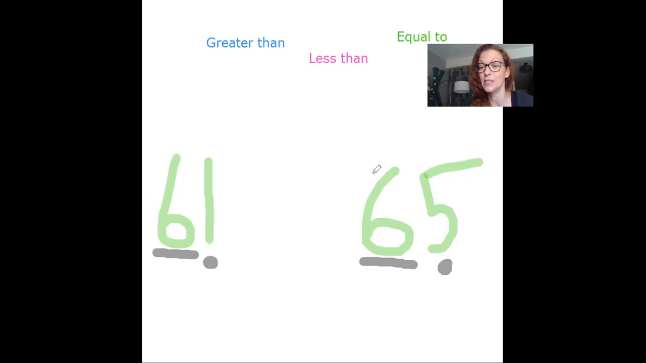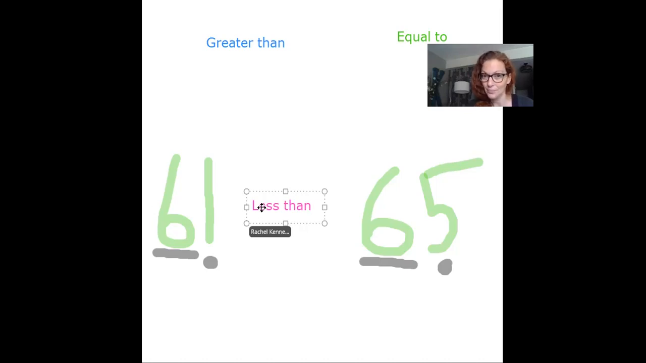So then we have to look and see, is 61 greater than or less than 65? Remember, the 6's are the same, so we have to look at the next number, a 1 and a 5. Is the 1 greater than or less than the 5? Nice job, it's less than. So 61 is less than 65.